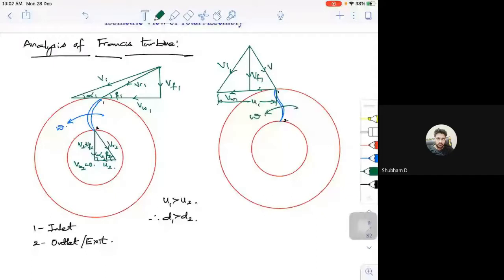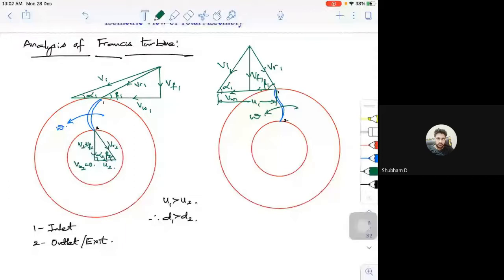See, your velocity triangle clearly tells me what the components are. If you observe both types of triangles, to the left-hand side, my VW1 is much bigger.